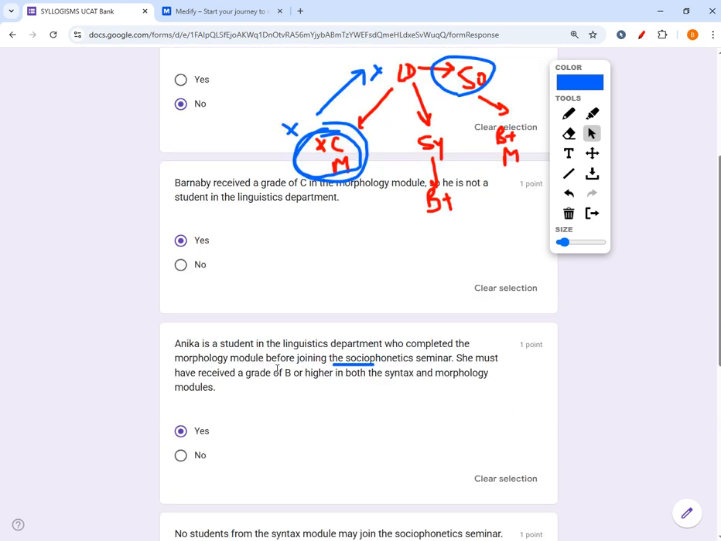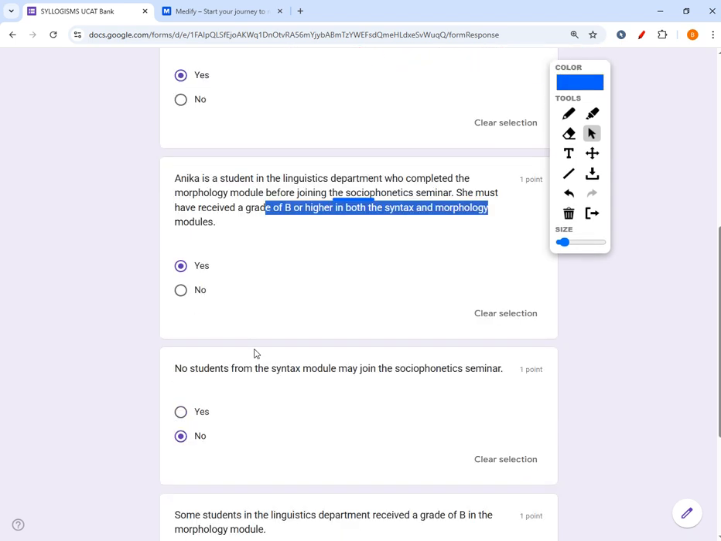Annika, a student in the linguistic department, completed the morphology before joining the sociophonetics. If you see here, before means she definitely joined sociophonetics, so she would have definitely got a B or higher in morphology. Alongside that, the second bit, or, is B or higher in both syntax and morphology. Of course, it goes without saying, everybody got B or higher in syntax, so we definitely agreed.